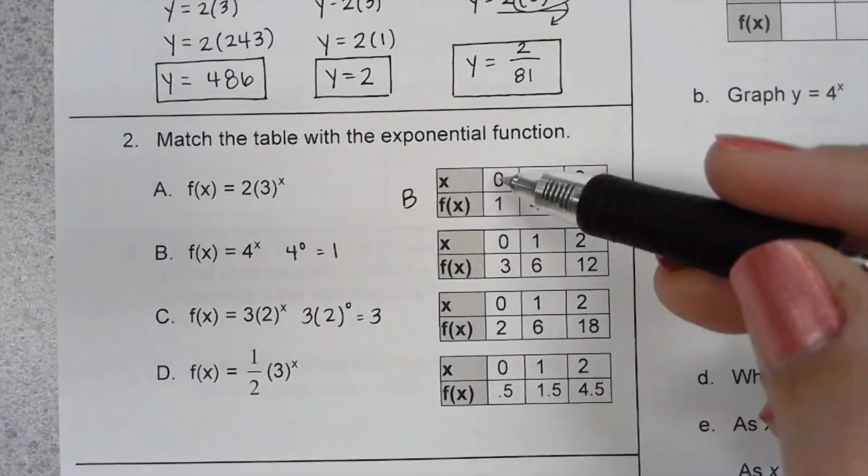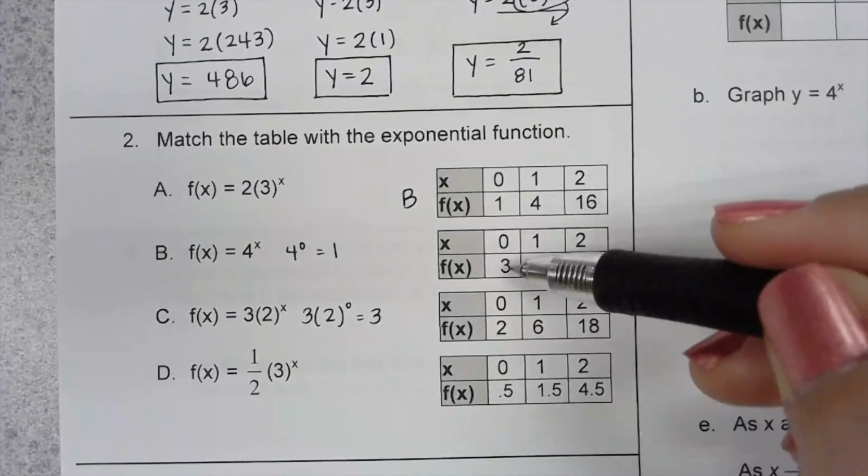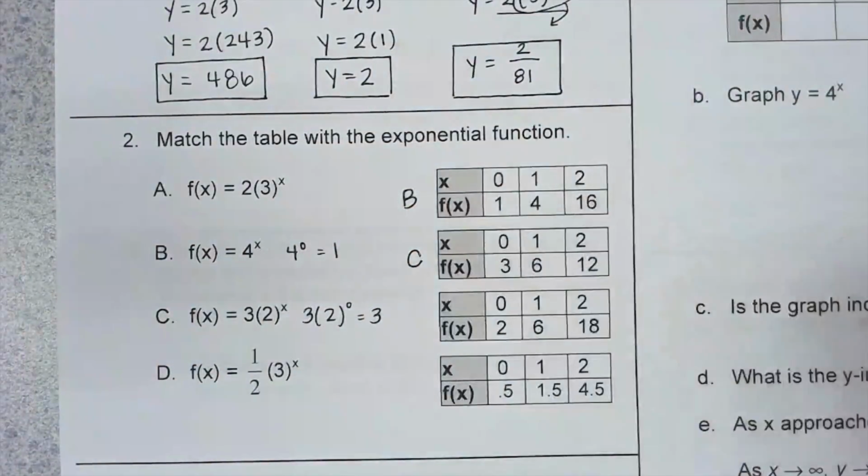And so out of the tables, on this one, when you plug in a 0, you get out a 3. And so that's how you know that your second table on the list is going to be the one that matches up with C. We can do this one next.